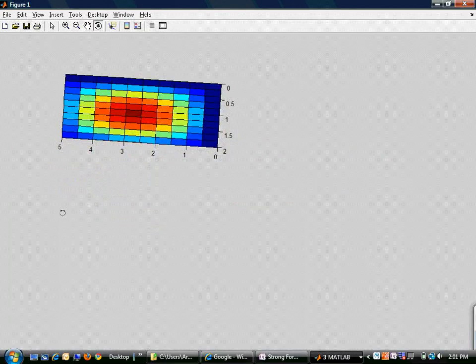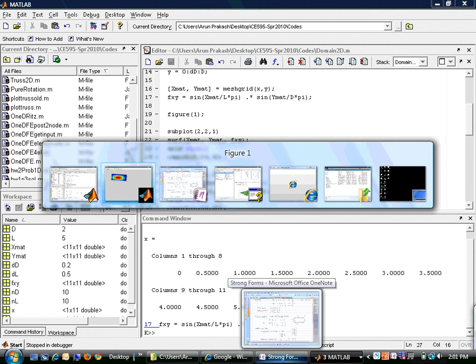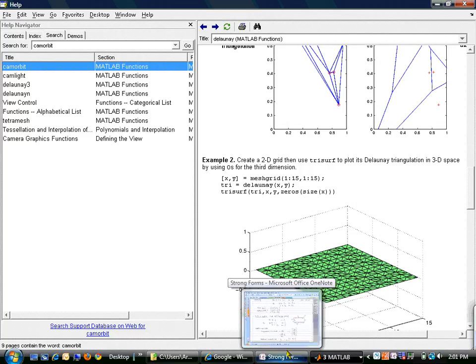I could discretize it into a nice regular mesh. Let's take a look at some other ways of discretizing the mesh. One way of discretizing a mesh is called Delaunay triangulation. There is this command in MATLAB. It's already coded up for you. It's called Delaunay triangulation. And if you want to see more information about that, there is this.